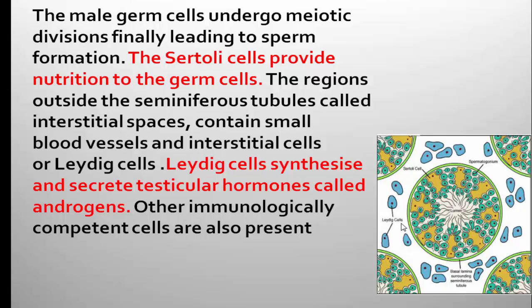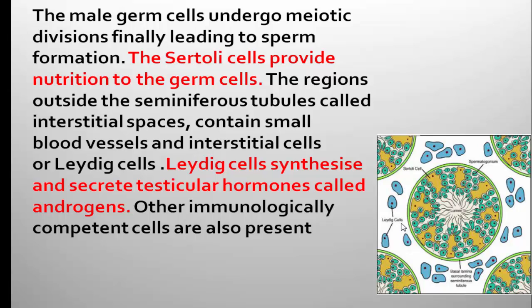Other immunologically competent cells are also present in the interstitial space. So the interstitial space contains three types of structures: small blood vessels, Leydig cells, and other immunologically competent cells. Here the Leydig cells are particularly involved in the synthesis and secretion of the male sex hormone, or testicular hormone, called androgens. So these are the things that I wanted to discuss.